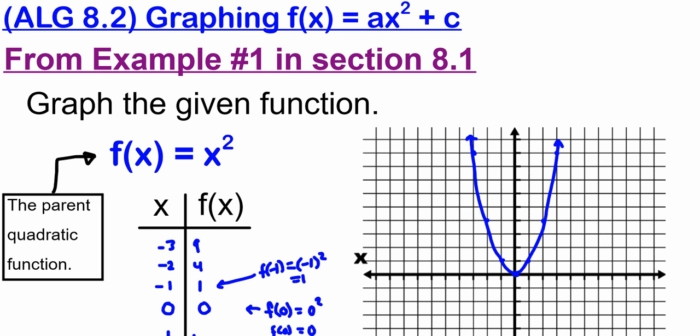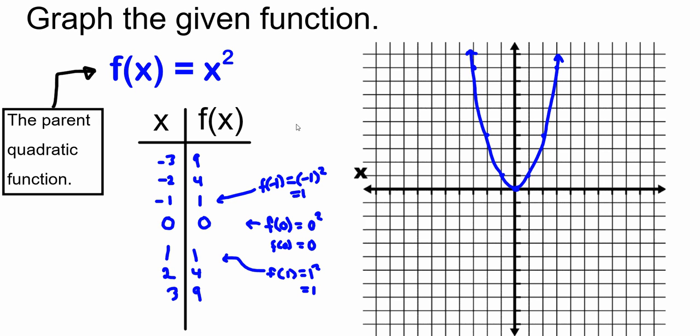This is section 8.2, and we are going to be graphing functions now in the form f of x equals ax squared plus c. So in 8.1, we were just graphing f of x equals ax squared. So now we're just adding on some constant at the end. I copied and pasted this example 1 from section 8.1, and I just want to talk about this and relate it to what we're about to get into today.